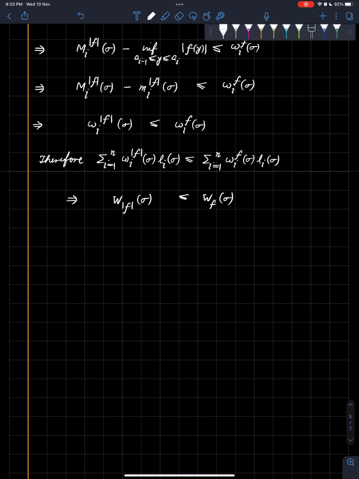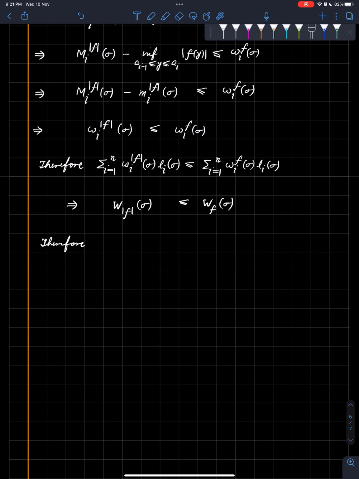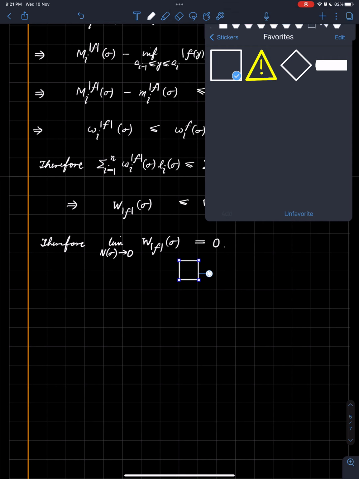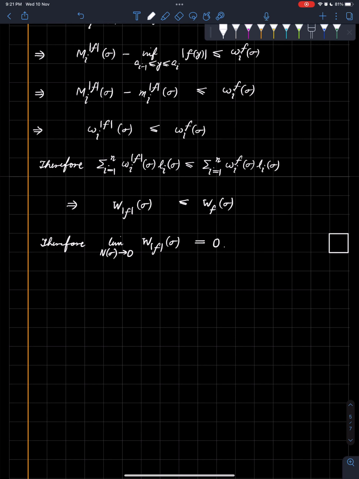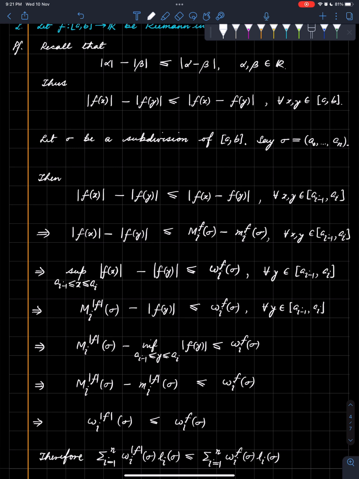So we have that, and therefore, since f is Riemann integrable, the limit of that goes to 0 as the norm of sigma goes to 0. So because of this sandwich, the limit of mod f also goes to 0 as the norm of sigma goes to 0. Which implies Riemann integrability of mod f, and we are done. So very nice proof. Very simple estimates, but nice.